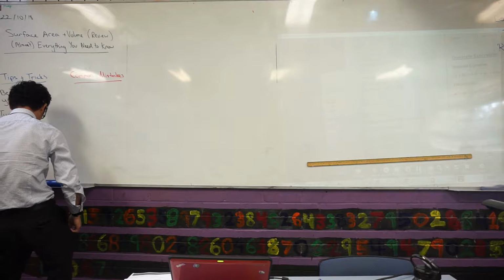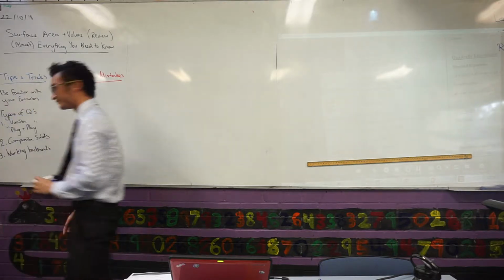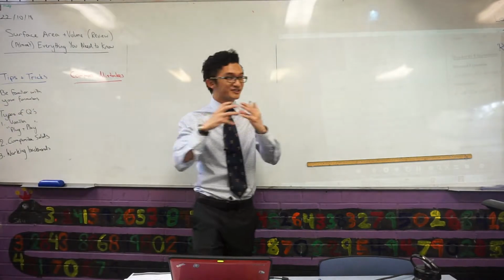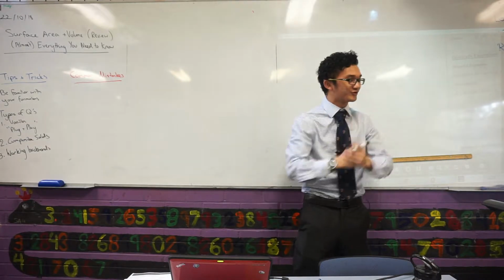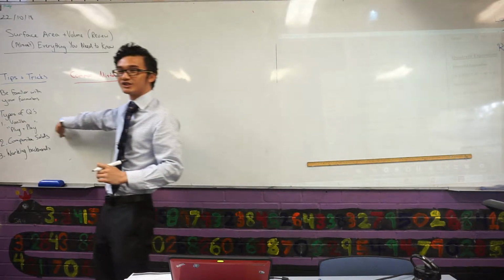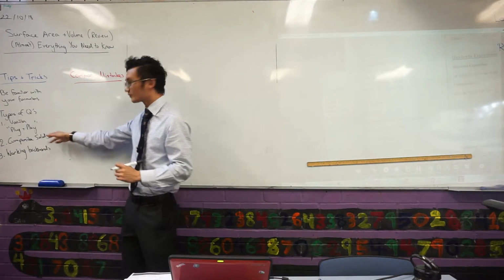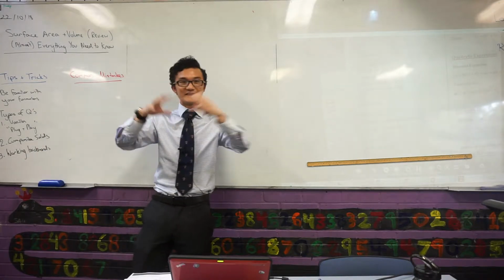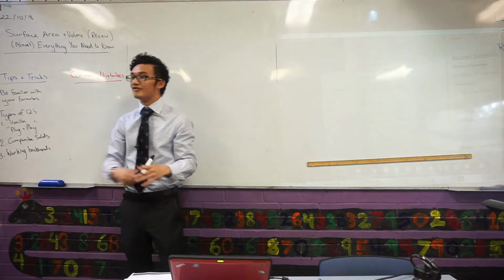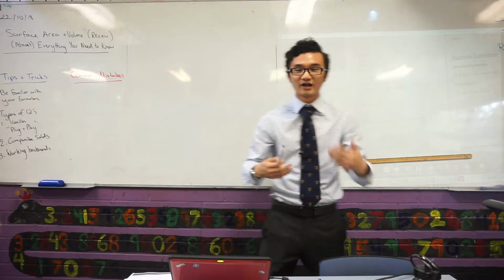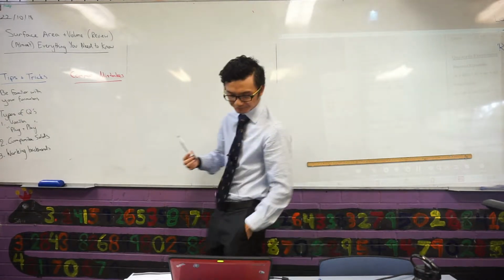So working backwards. The second one is composite solids, so when you put multiple things together. So these are the three types of questions: just putting formulas in, putting multiple formulas in to make different kinds of shapes, and then the last one is working backwards. Okay, I'll show you all those examples today.